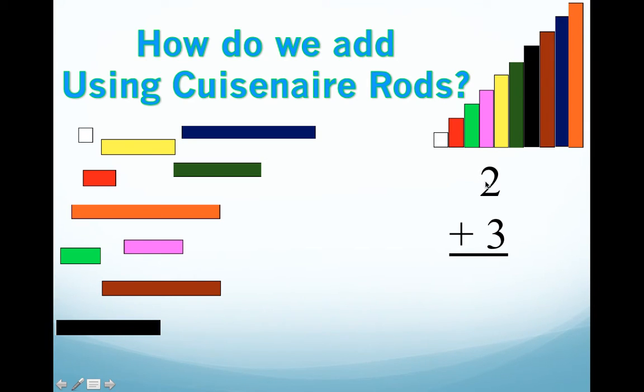We have two addends. The first is 2 and the second is 3. We want to combine these two addends to get a total. So let's use the Cuisenaire rods to represent this statement. So let's start with the number 2, our first addend. So the red rod represents the number 2. Let's pick the number 3, which is the light green rod.